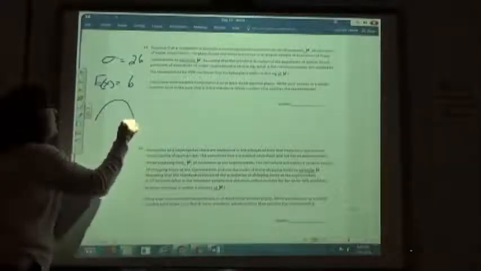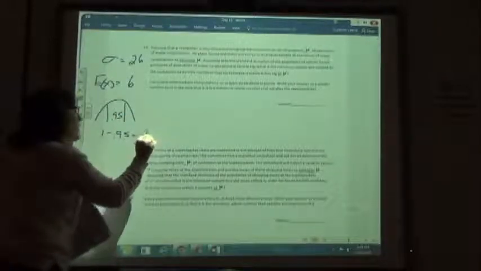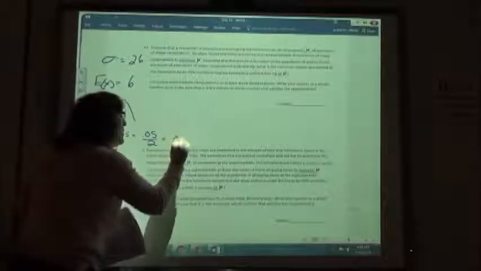So, my standard deviation is going to be 26. My mean that I'm estimating, we want to use 6. And then we have a 95% confidence interval this time. So if we have 95%, 1 minus 0.95 would be 0.05. 0.05 divided by 2 would be 0.025, right?